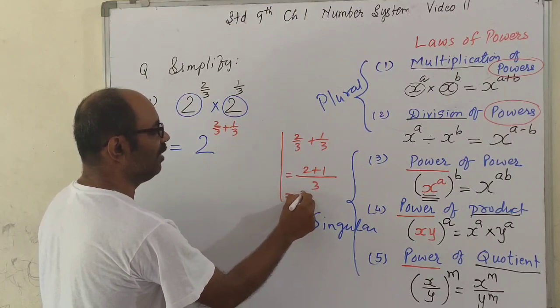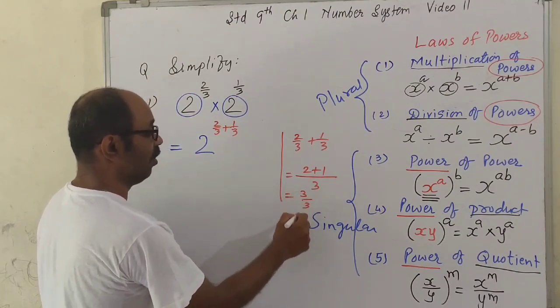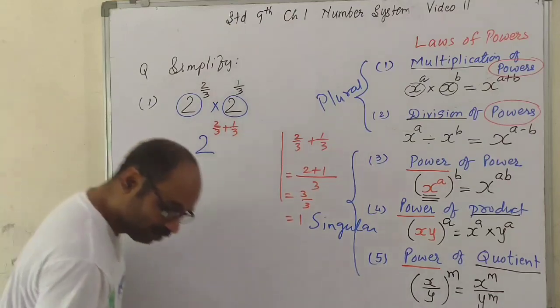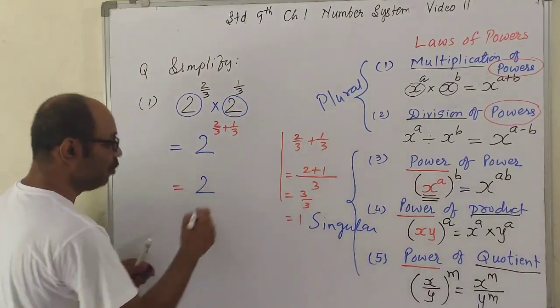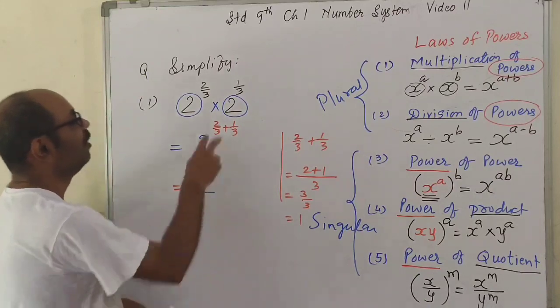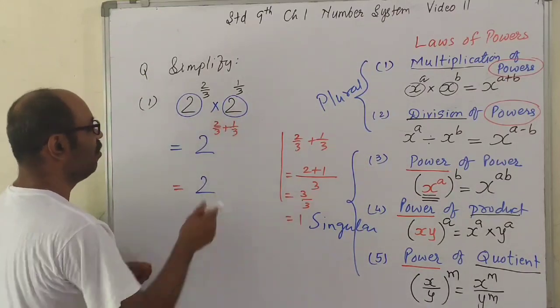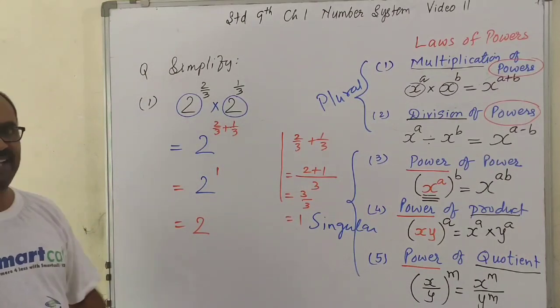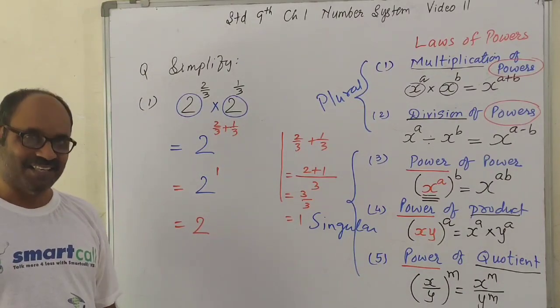What is 2 plus 1? 3 upon 3. And what is 3 upon 3? 1. So that is equal to 2 raised to, what is the simplification of this? 1. And 2 raised to 1 is 2. So that is the simplification. Is that clear to you?